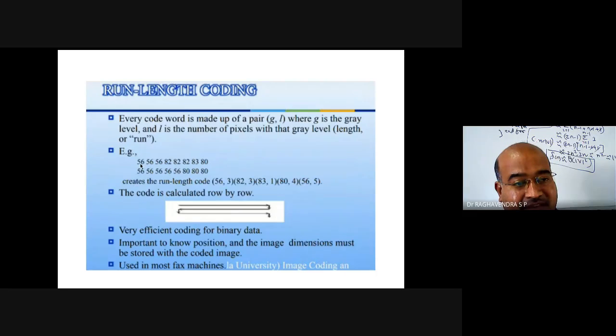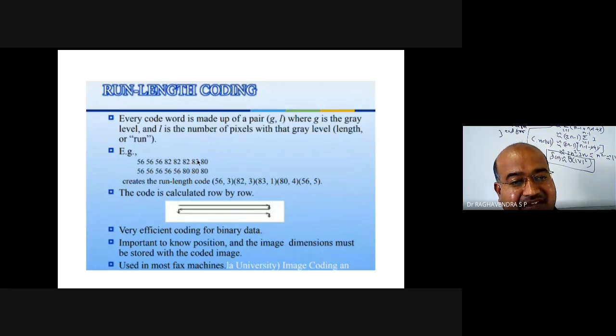3 times. So 1 2 3. So 3. Next bunny, first row only. 82 is once again the pixel, that is the gray level value, and the 3 is how many times 82 is present in the first row? 1 2 3. So once again 3.